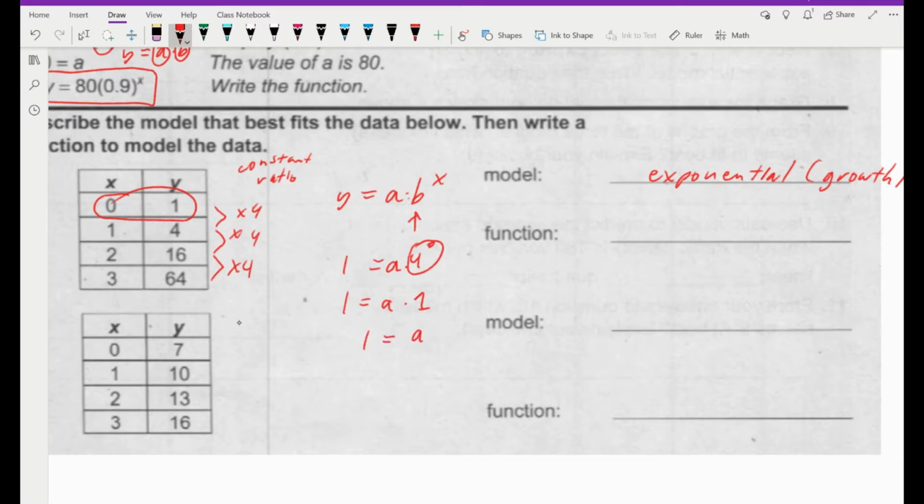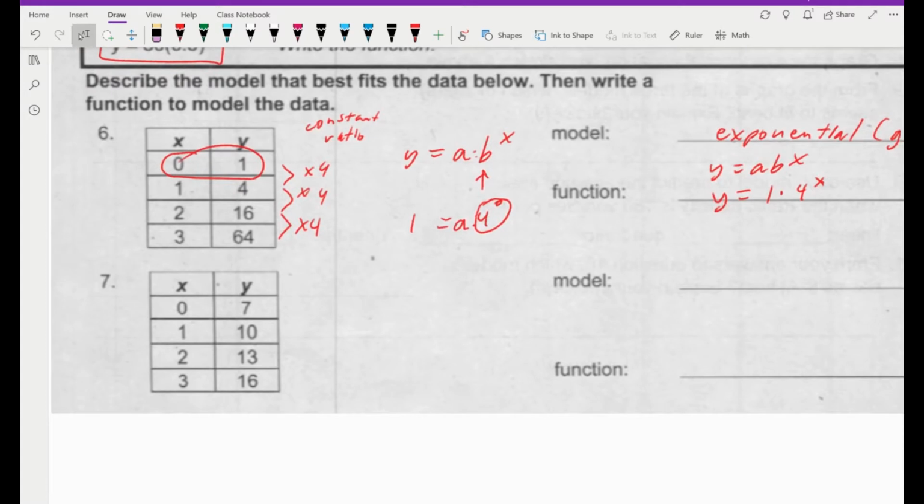So you're going to write the equation y equals ab to the x now. The function is y equals 1 times the b value, which is 4 raised to the x. I would still write the 1 even though it's not necessary. It just shows that we solved for it. Let me erase some of this here so we can continue.